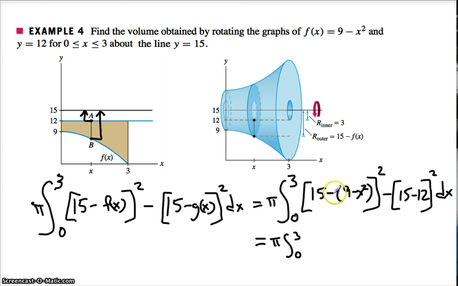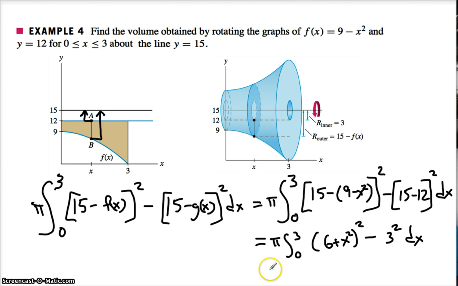Okay, so within this bracket here, you'd have 15 minus 9, and that'll be 6. And then when you subtract negative x squared, you get plus x squared. And I've seen students make the mistake of writing minus x squared many times. That's why I wanted to show you this first step. And then we have 15 minus 12, and that's the 3 squared dx.